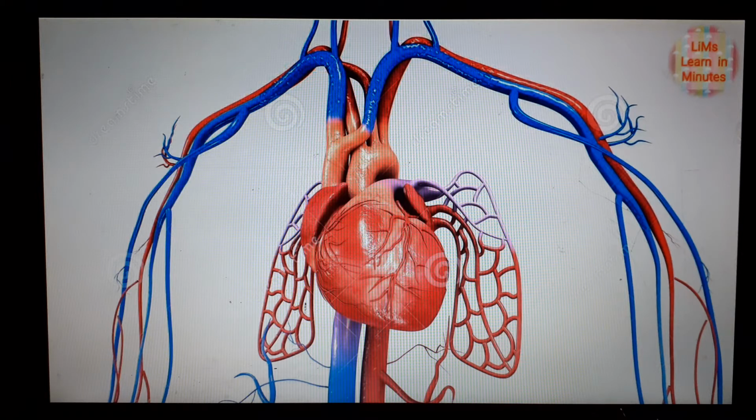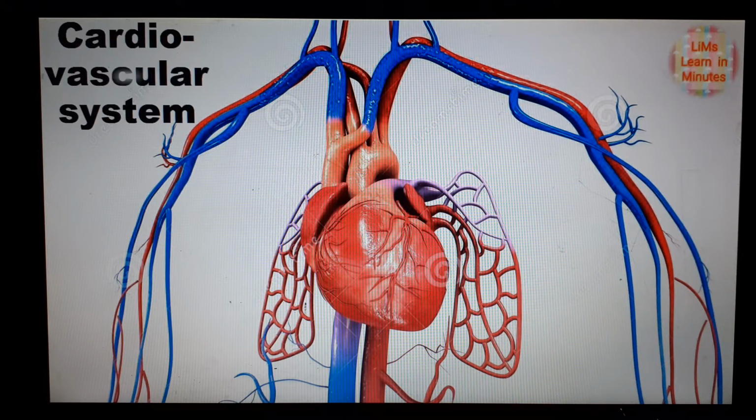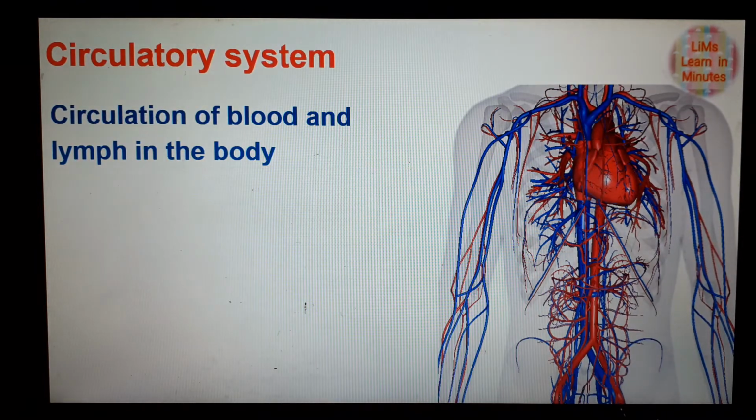Today we are going to learn about the cardiovascular system. In this, first we will learn about the circulatory system. Basically, the circulatory system is responsible for the circulation of blood and lymph in the body.